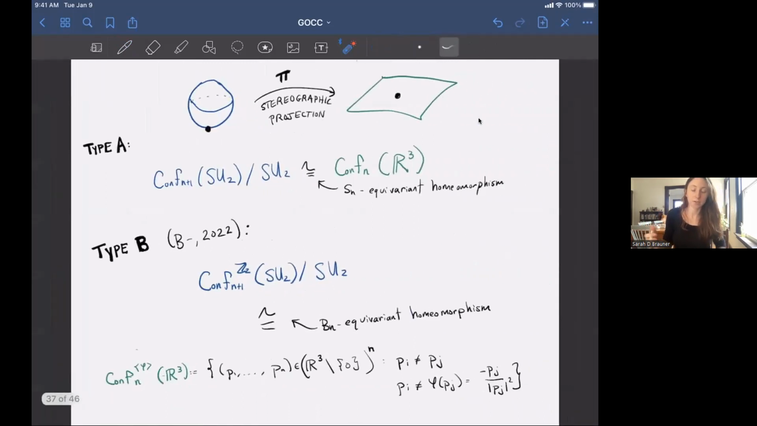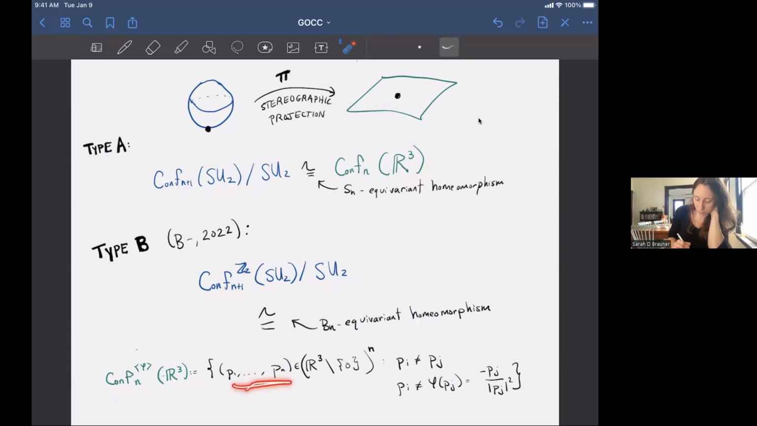And we still get a very similar story. So this was our type A story: we had this homeomorphism between our quotient configuration space and our configuration space of R^3. Okay, in type B, we have a B_n-equivariant homeomorphism between this quotient orbit configuration space and our Z2 orbit configuration space, which I'm writing like this.